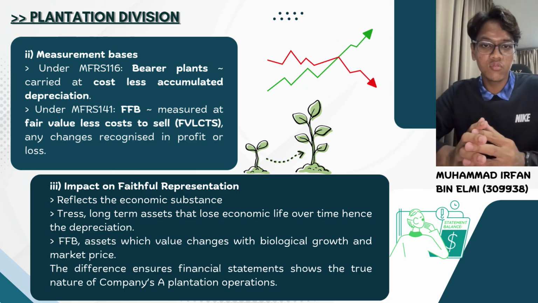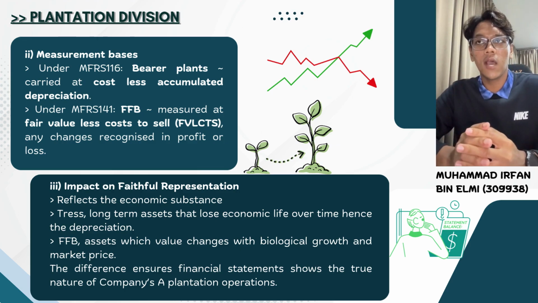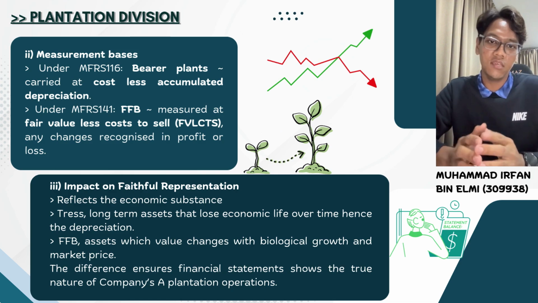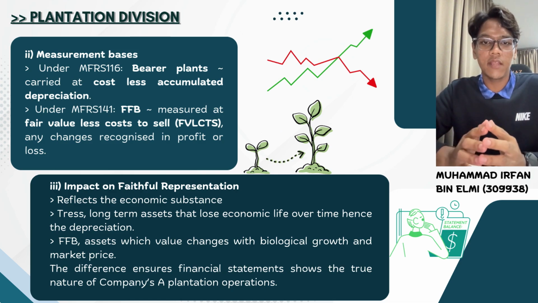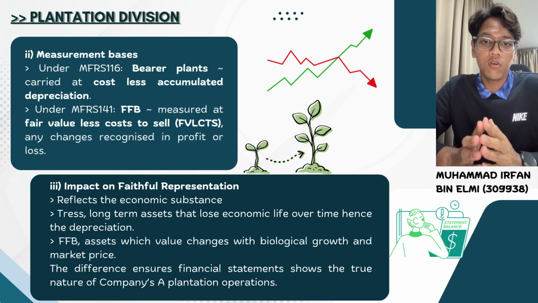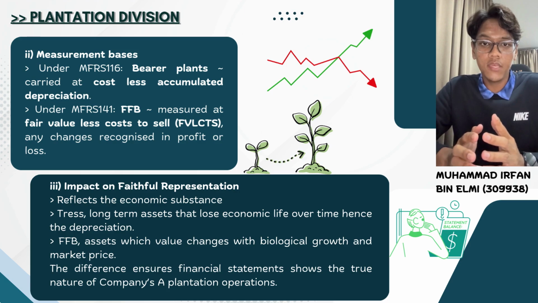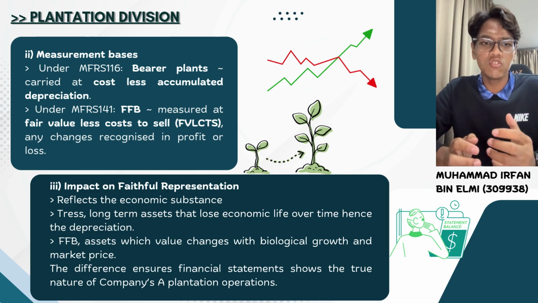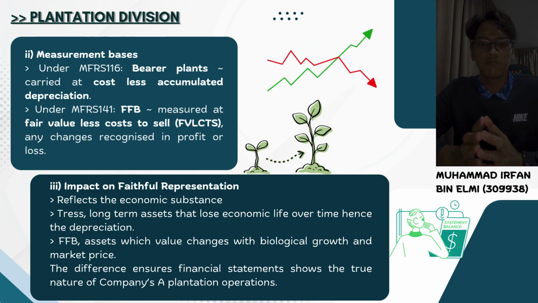And this brings us to its measurement basis. So under MFRS 116 PPE, the bearer plant are carried at cost less accumulated depreciation, whereas under MFRS 141 agriculture, the FFB should be measured at fair value less cost to sell, the FVLCTS, at the point of its harvest, with any changes recognized in profit or loss.